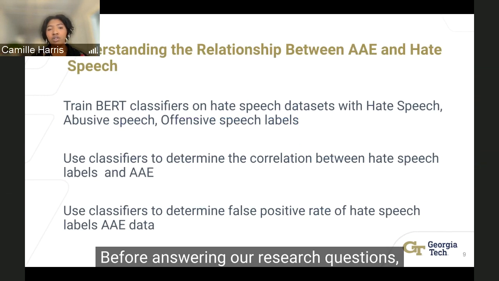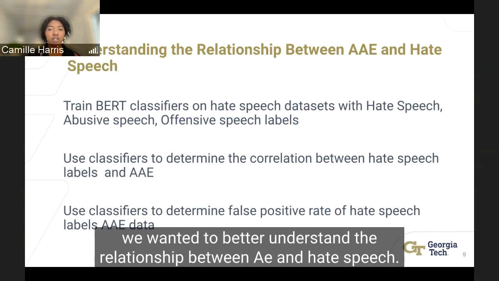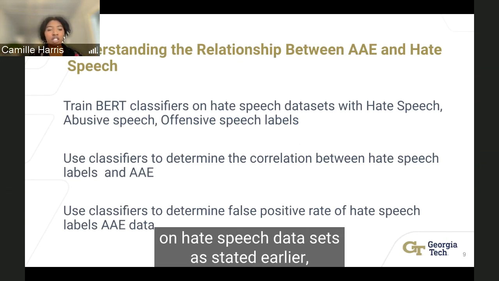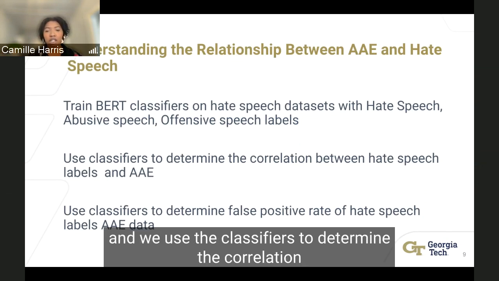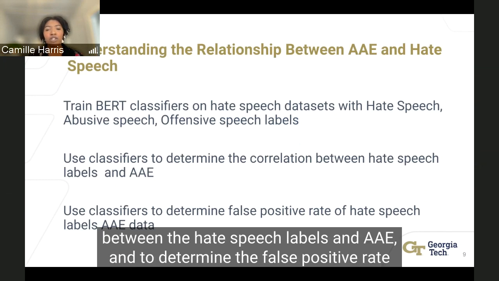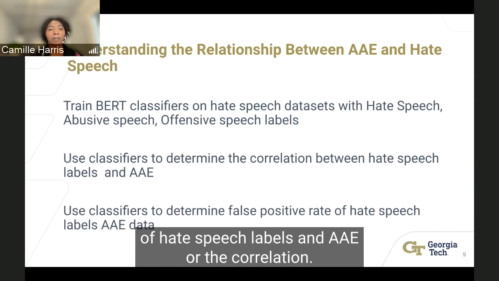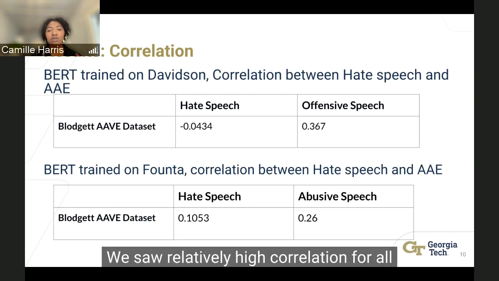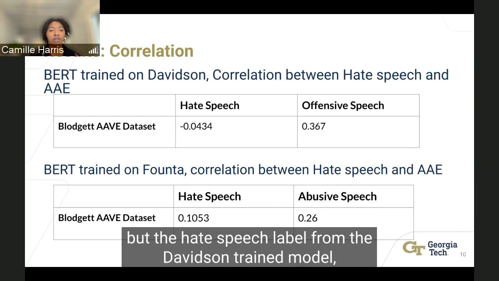Before answering our research questions, we wanted to better understand the relationship between AAE and hate speech. So we trained the BERT classifiers on hate speech datasets, as stated earlier, and we used the classifiers to determine the correlation between the hate speech labels and AAE and to determine the false positive rate of hate speech labels and AAE. For the correlation, we saw a relatively high correlation for all but the hate speech label from the Davidson trained model.